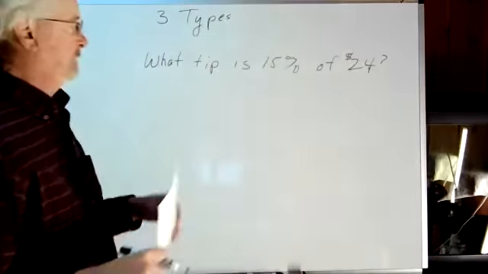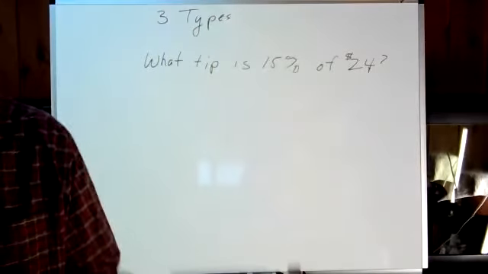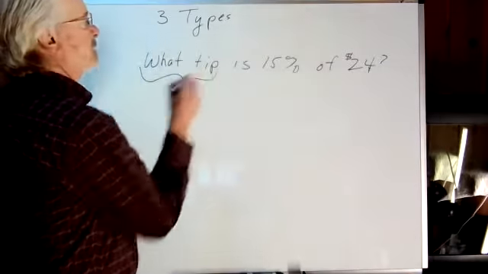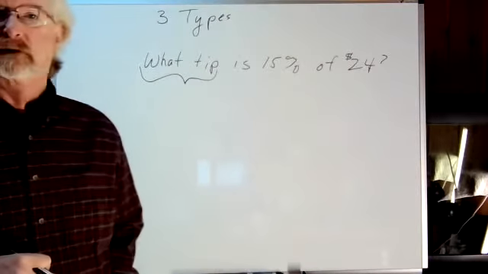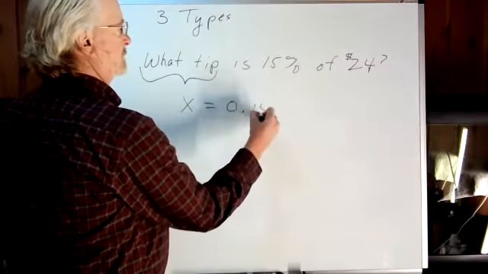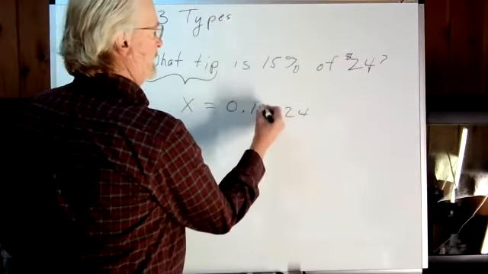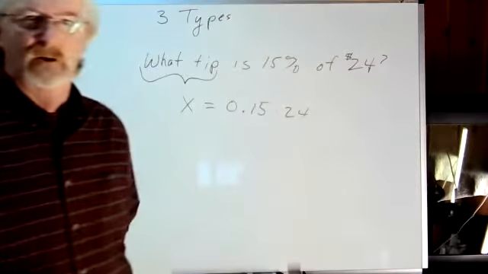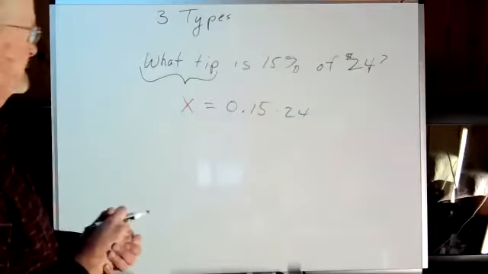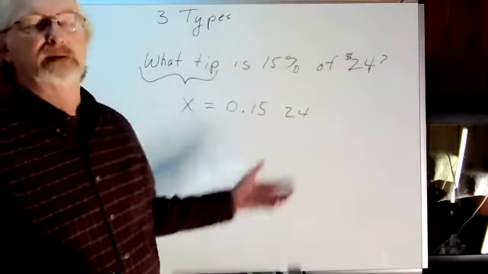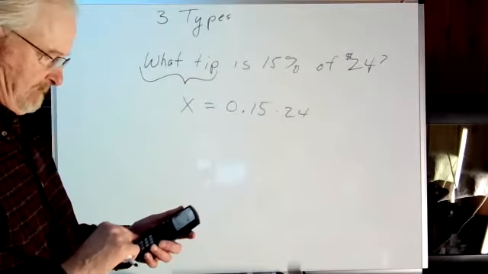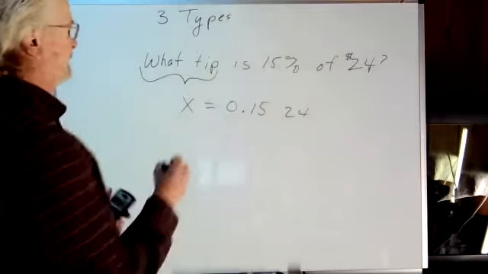All right, what tip is 15% of $24? Just kind of tried to phrase it a little bit differently, but it's the same kind of problem. What amount, what number, what tip? All right, that's what we're looking for. And that one, I guess I kind of wrote it as more that simple statement to begin with. I didn't have to think to rearrange it too much. Right? But there it is. What's 0.15 times 24? 3.60.